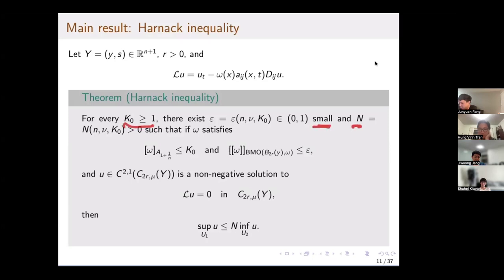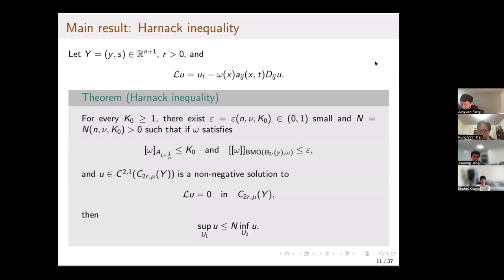which is small, and this N also depends on these three parameters, such that if this omega satisfies this condition, which I haven't introduced yet, this is some A_{1+1/n} Muckenhoupt class. You can think this is the first condition, and the second condition is that the BMO norm on this ball with respect to omega is less than epsilon. So you can think this is the second condition we put on omega.